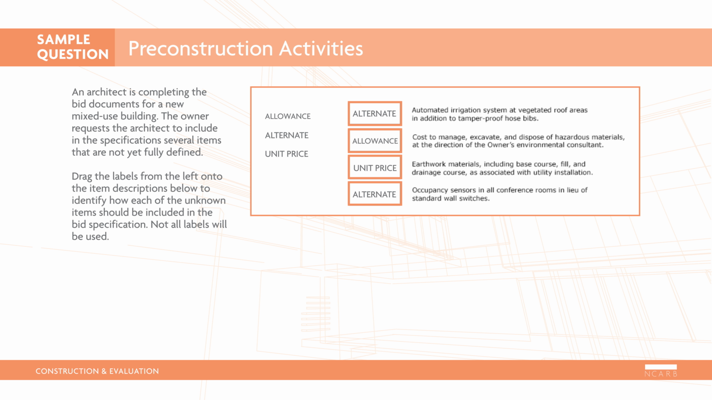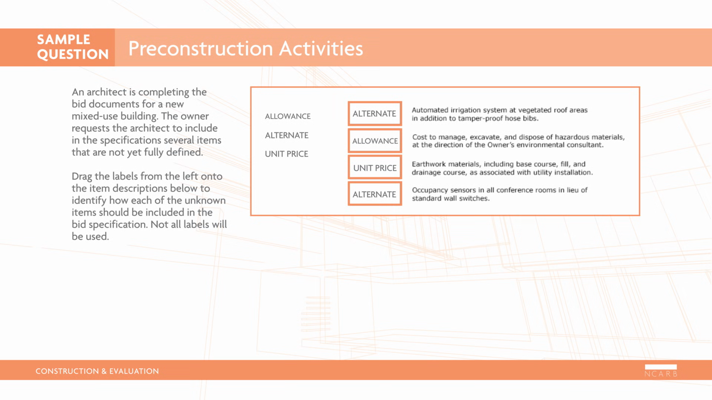According to the Project Resource Manual, CSI Manual of Practice, allowances and unit prices allow the architect to incorporate into the contract documents information that can't be fully specified or drawn. Alternates, on the other hand, are a way to price options for the work so the owner can finalize the scope of work after evaluating the bids. In this case, hazardous materials cost is an allowance because the full cost is unknown at the time of bidding, but the work needs to be included in the project.